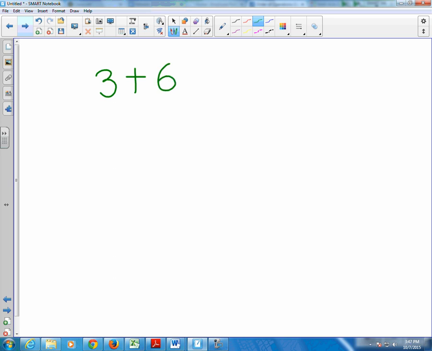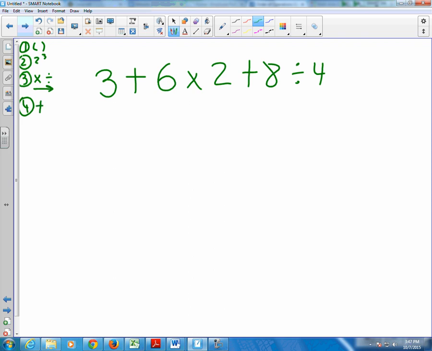Let's do 3 plus 6 times 2 plus 8 divided by 4. Hopefully you remember. The first thing is parentheses, right? The second thing is exponents. Then the third thing where we have to remember multiplication or division, whichever comes first from left to right. And fourth, addition or subtraction, whichever comes first from left to right.